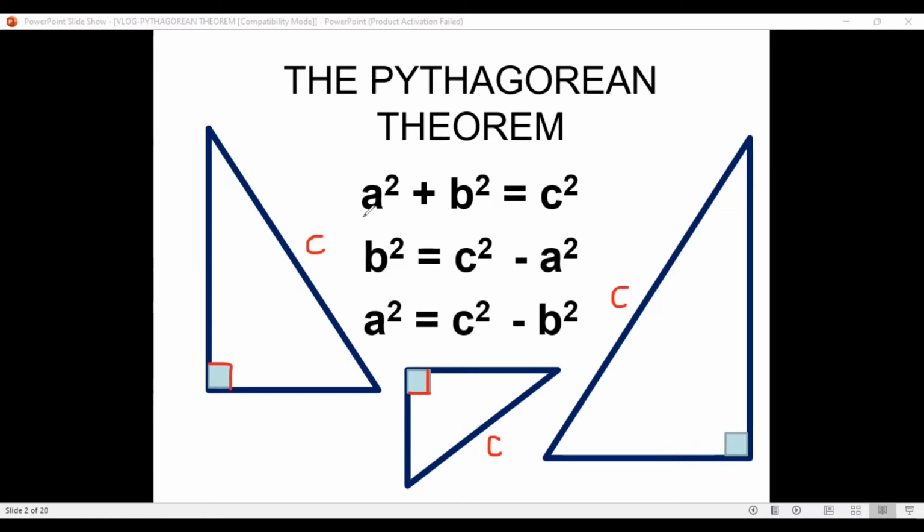And then a, sometimes we have this as our altitude, and of course b as the base of the triangle. So it is stated here that a squared plus b squared is equal to c squared, and from here we can also derive other formulas. If one of the legs is missing, you can have b squared equal to c squared minus a squared, or a squared equivalent to c squared minus b squared. So let's look into some problems where we could apply the Pythagorean theorem.